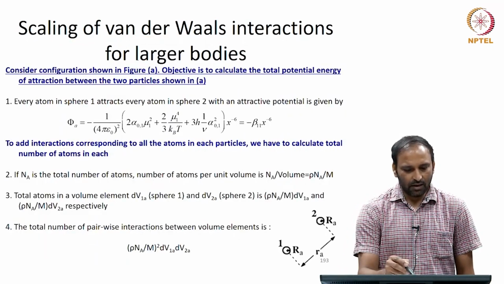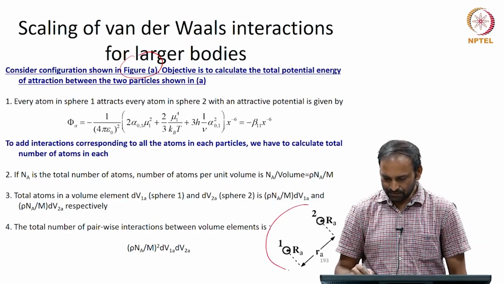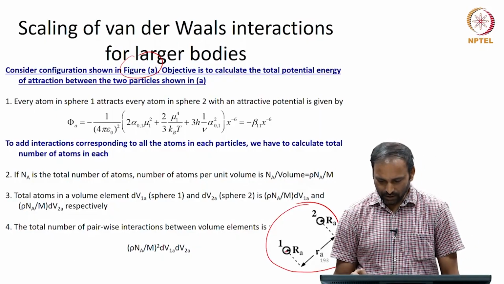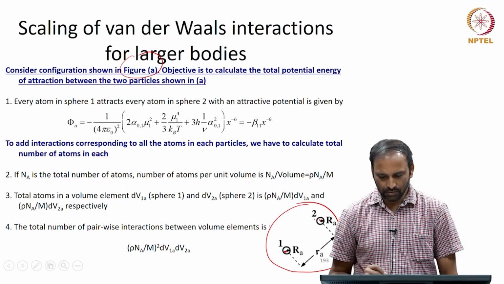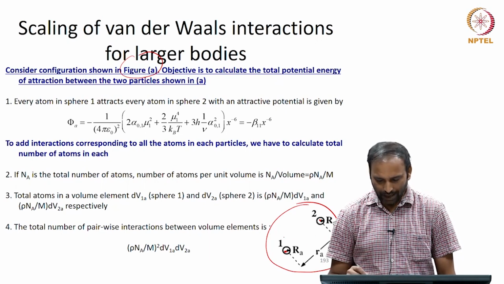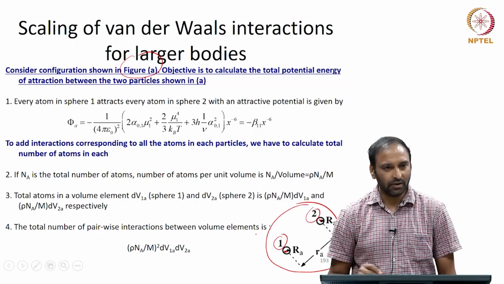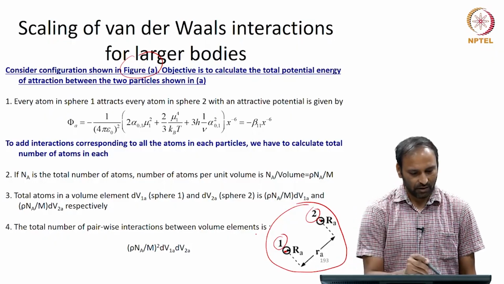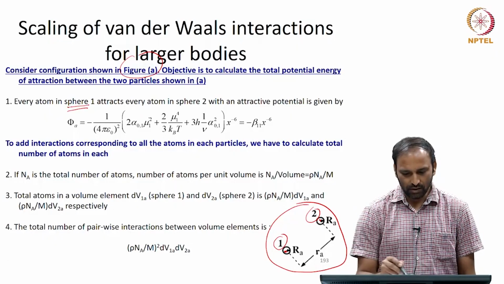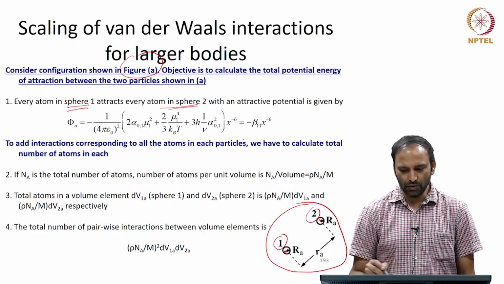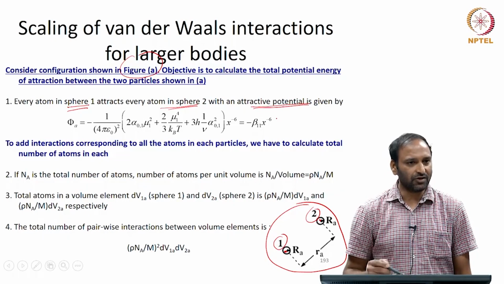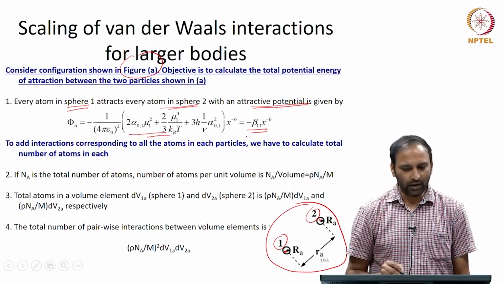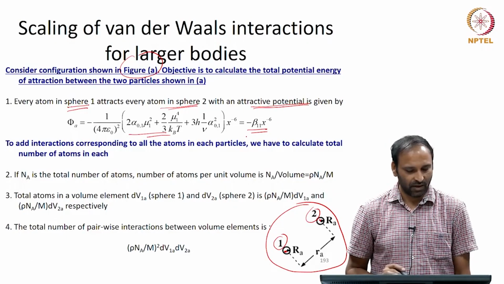So, we will take configuration A that is given here. Now, if I consider one atom in particle 1 and one atom in particle 2, we know that there is an attractive van der Waals force of interaction. That means every atom in sphere 1 attracts every atom in sphere 2 with an attractive potential or energy which is given by phi A is equal to minus beta 1 1 x power minus 6. So, we know where that comes from.